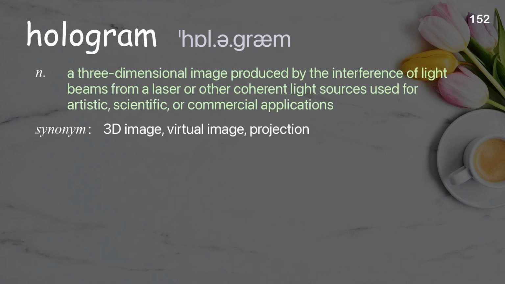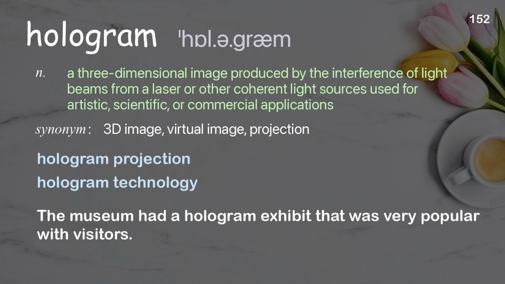Hologram. A three-dimensional image produced by the interference of light beams from a laser or other coherent light sources used for artistic, scientific, or commercial applications. Examples: Hologram projection. Hologram technology. The museum had a hologram exhibit that was very popular with visitors.